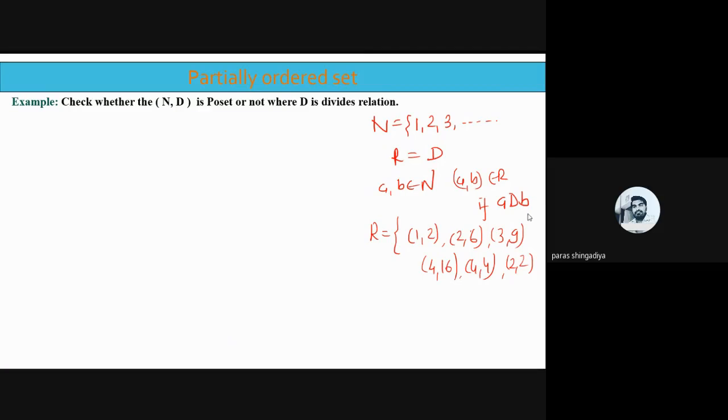Meaning 4 divides 4, 4 divides 16, you can divide 16 by 4, okay. 2 divides 6, you can easily divide 6 by 2. 3 divides 9. So these pairs you can include in the relation, and now we'll check whether this relation is a poset or not. We'll check that it is reflexive, then antisymmetric, and the third one is transitive. So let us check the reflexive condition.